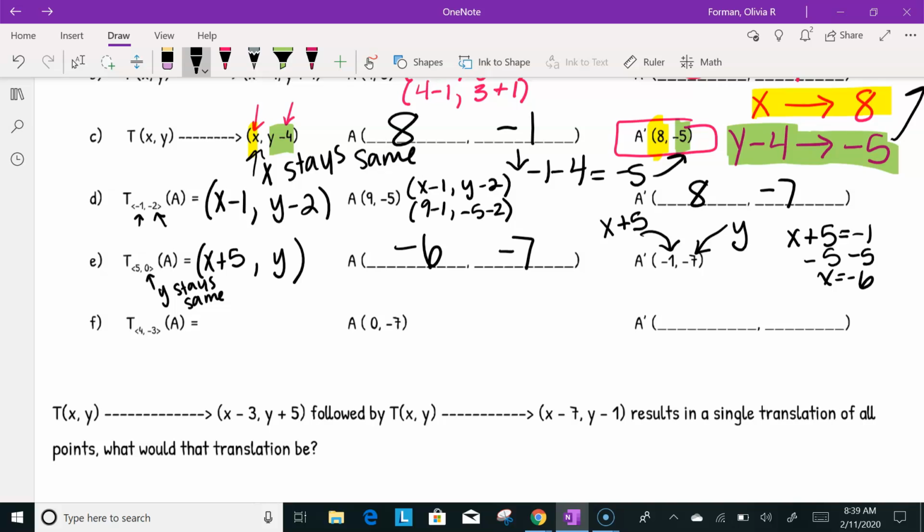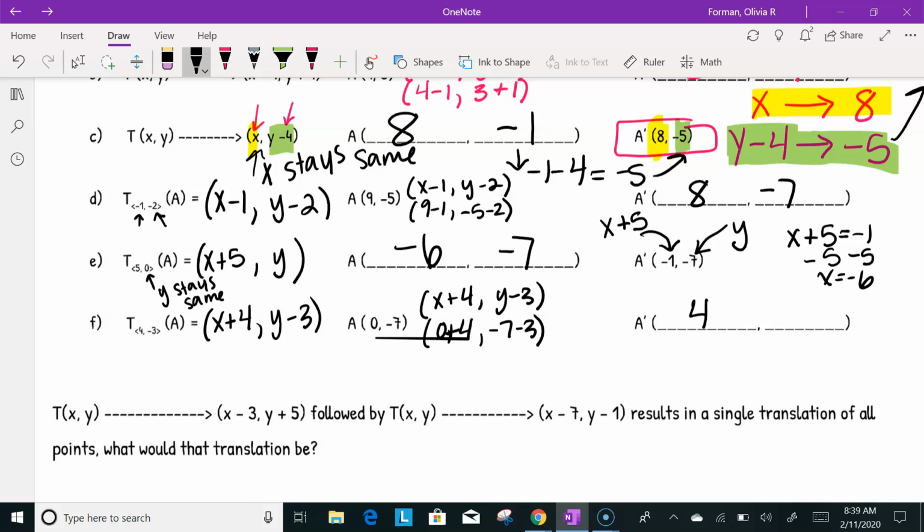Our last one, vector notation. So that 4 tells us x plus 4. The -3 says we took y minus 3. You have that ordered pair there. If we're taking x plus 4, y minus 3, we're taking 0 plus 4, -7 minus 3. 0 plus 4 is 4. -7 minus 3 is -10.